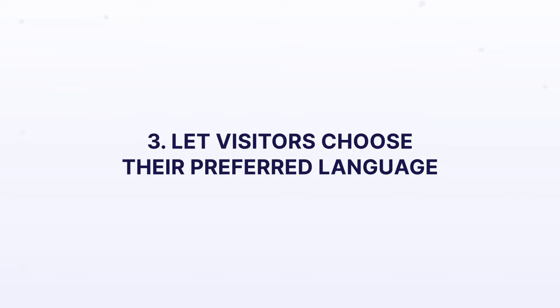Okay, so tip number 3, let visitors choose their preferred language. So, what we mean by that is, take me for example. I'm in France, I'm visiting a website, and it shows me the French website. I speak English, it's my native language. I would love to be able to switch to English. So it's a little bit frustrating to not get that choice. Just because I speak French doesn't mean that that's going to be my preferred language. So it's important to have this option.